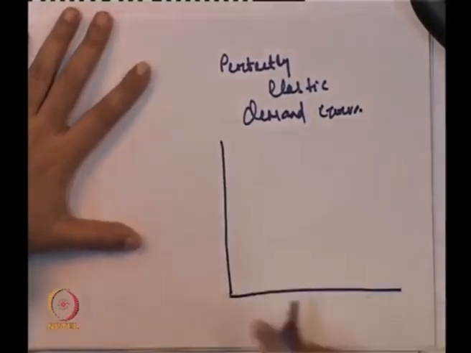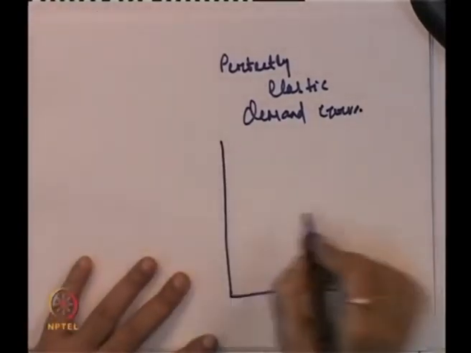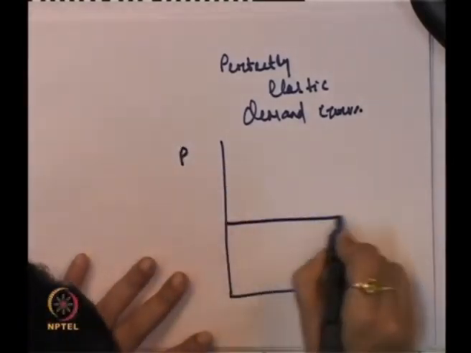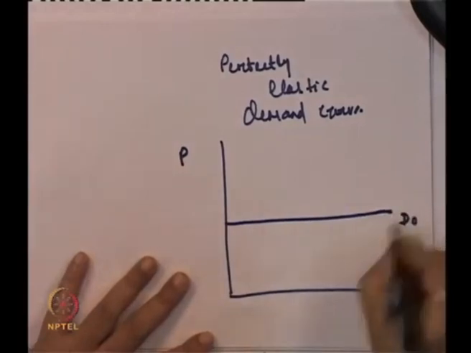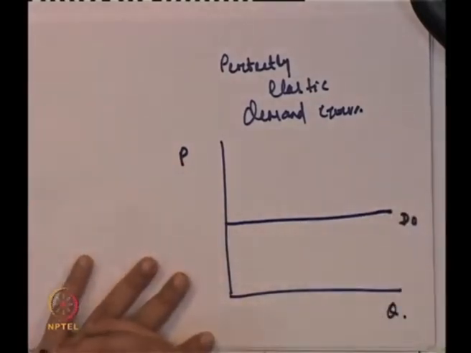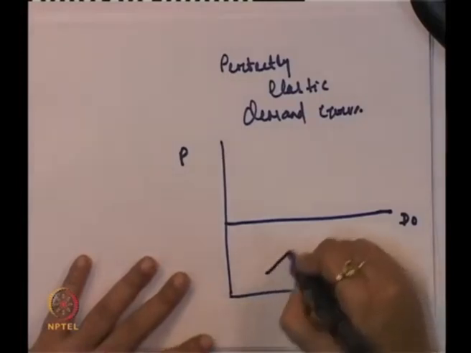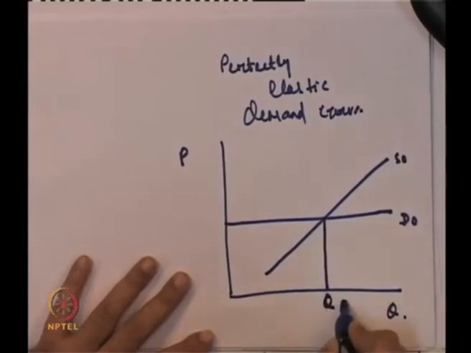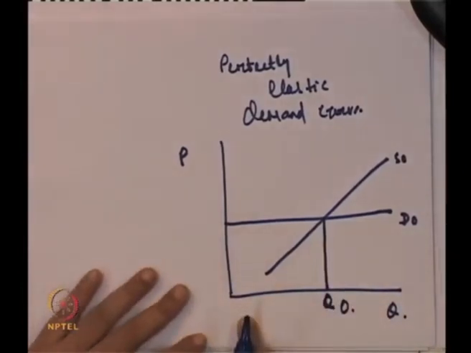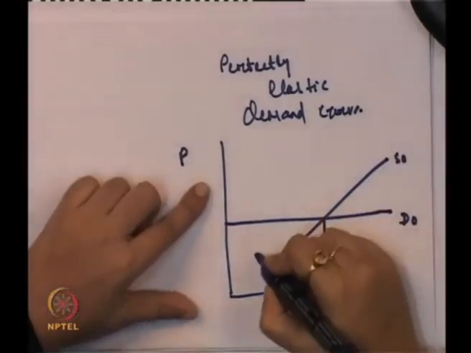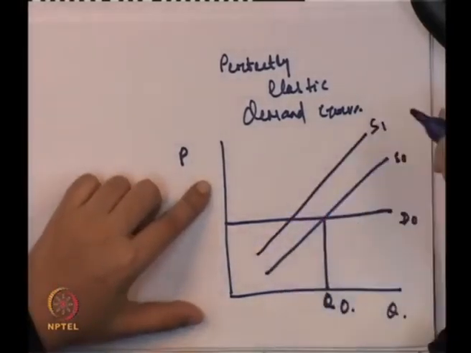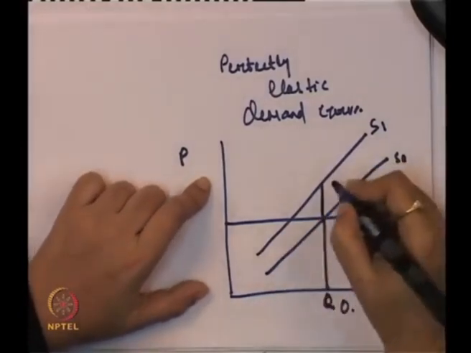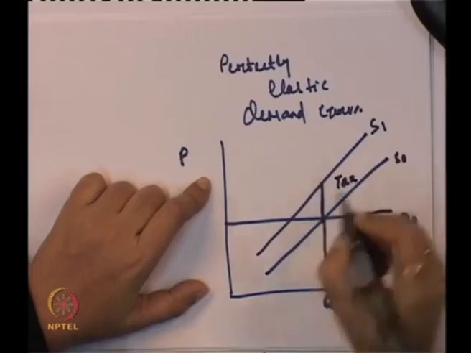Now, what is the shape of a perfectly elastic demand curve? It is parallel to the horizontal axis. Okay. So, this is the demand curve. Now, this is the supply curve, this is the quantity. Okay. Now, there is imposition of tax that leads to a shift in the supply curve from S0 to S1. Now, what is the amount of tax? The amount of tax is this much.